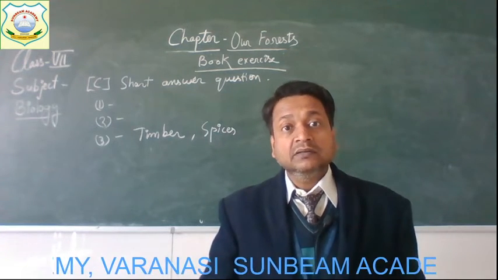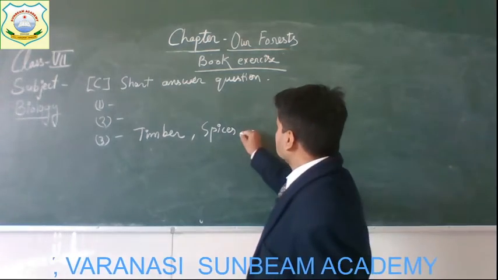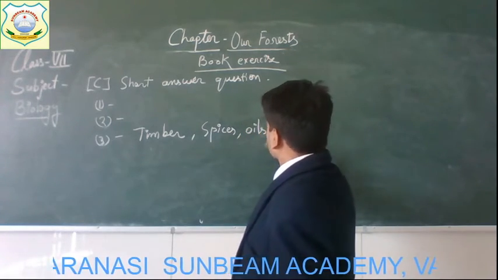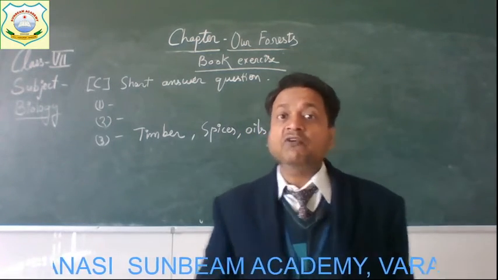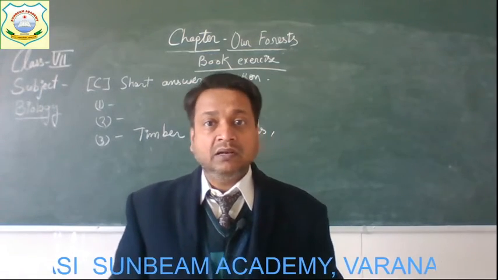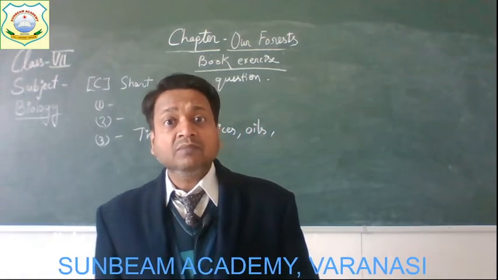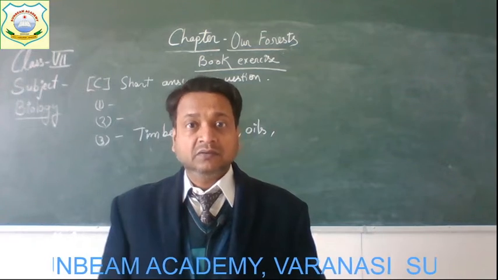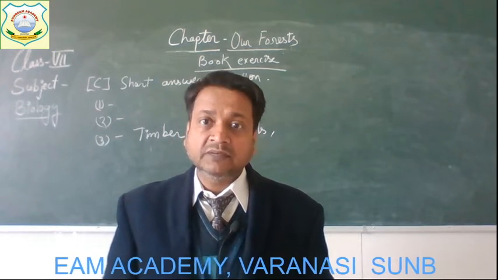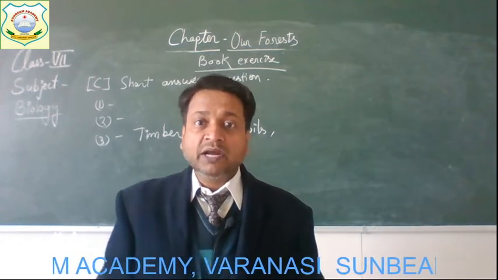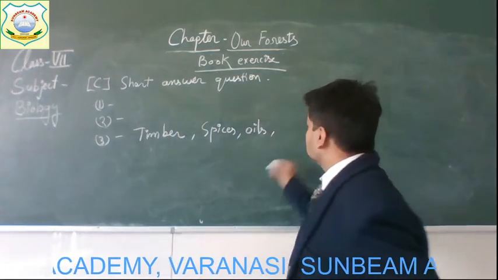Now the third product is oils. Certain kinds of oils, like turpentine oil, are obtained from certain plants which are present in the forest. So it is also a forest product. The next product is medicines.